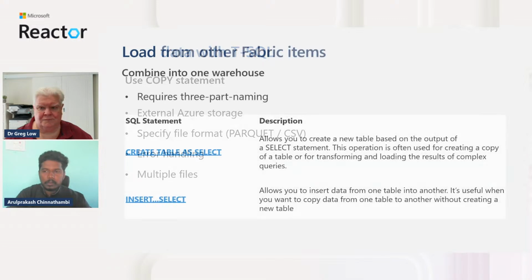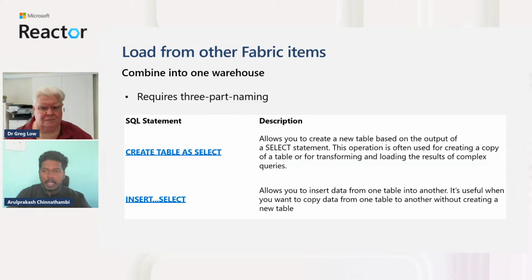Moving on to the next one, load from other Fabric items combined into one warehouse. As you saw in the previous slide, we can load data using a SQL statement. Here we can load data from other Fabric items. As the title mentions, you can load data from other workspaces, such as warehouses in other workspaces, which can serve the data to other workspaces.